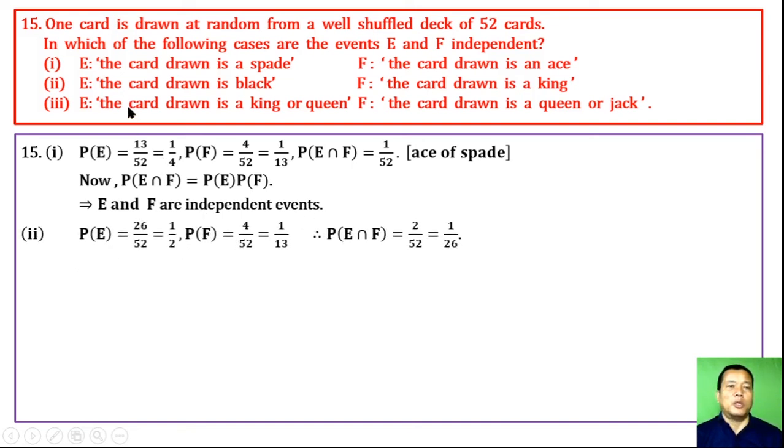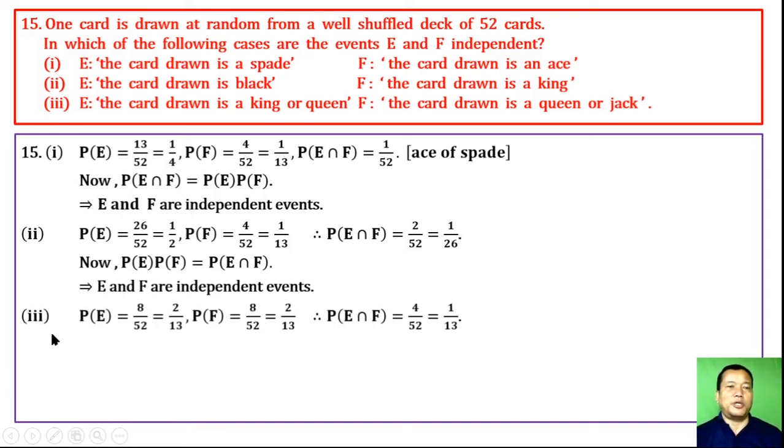For Roman number 2, the card drawn is black, that is P of E is 26 by 52, and we get half. P of F, the card drawn is a king. There are 4 kings in 52 cards, which is 1 by 13. And P of E intersection F, what does it mean? Black with king. There are 2 black kings, whose probability is 2 by 52, 1 by 26. Now P of E into P of F, their product half into 1 by 13 is 1 by 26, which is also the value of P of E intersection F. Implies E and F are independent events.